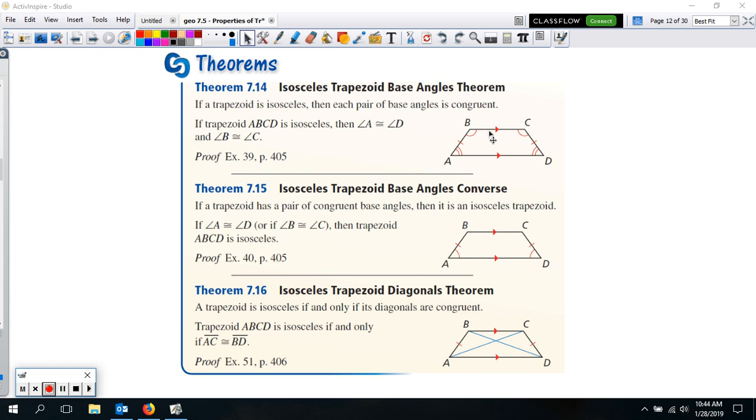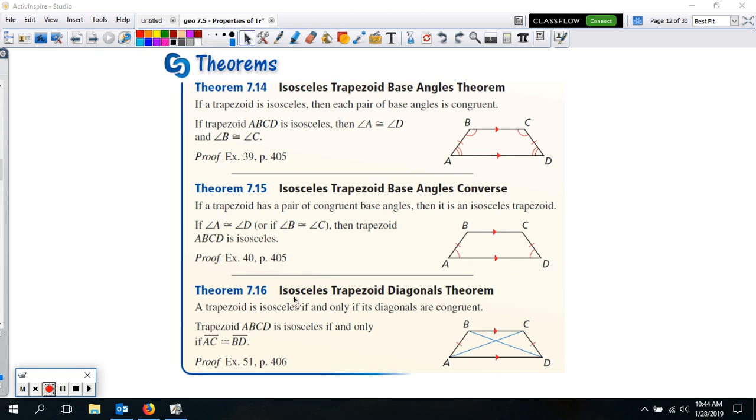The ones at the top will also be congruent to each other. There's a converse of that, saying that if you do have base angles in a trapezoid congruent, then you know it's isosceles. So if you're not told that it's isosceles, but you're told that one pair of base angles are congruent, then that would tell you that it's definitely an isosceles trapezoid.